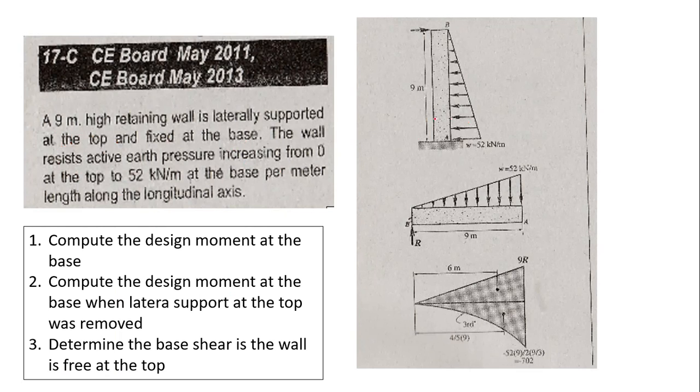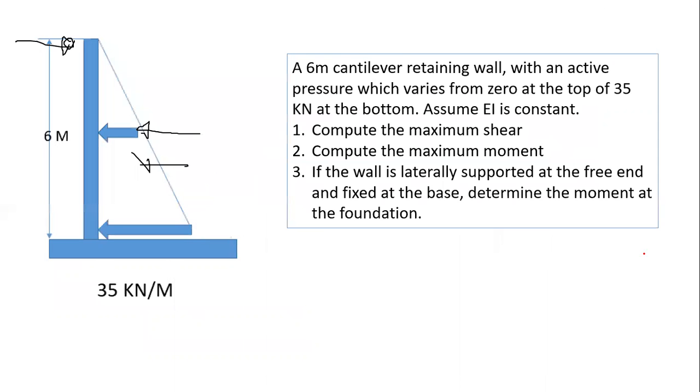Okay, so we have a 9-meter high retaining wall, laterally supported at the top. So meaning there's a support at the top and then fixed at the base. The wall resists active earth pressure increasing from 0 here and then 50 at the base. So first, compute the design moment at the base. So this is just similar to our example earlier. As you can see here, this type of problem was given 2011 and then sa 2013 binigay din ulit. Similar to this one.